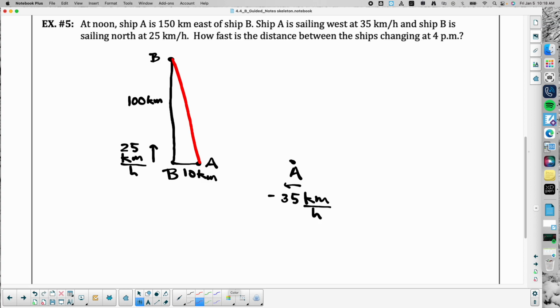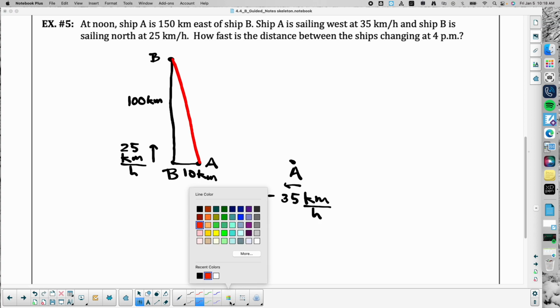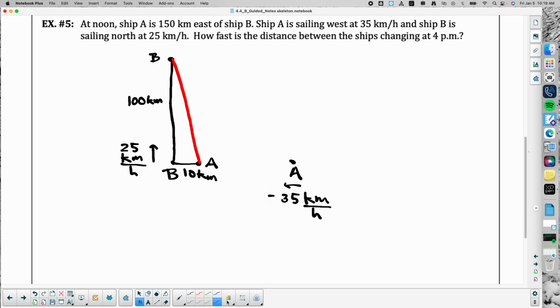Okay, so once you figure out it's a triangle, then we can label them. The sides of your triangle do not have to match up with what you labeled the ships. You can call these whatever you want. In fact, I'm going to call that Y, I'll call this X, because then it helps me visualize horizontal, vertical, whatever. And that's a hypotenuse, so we call it H or C or whatever you want. Actually, I could call it D for distance between the ships.